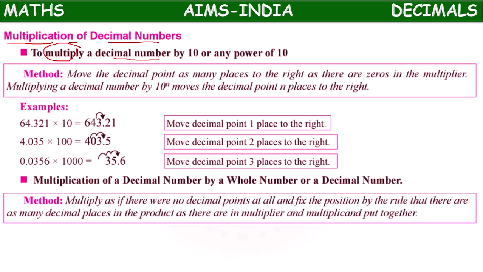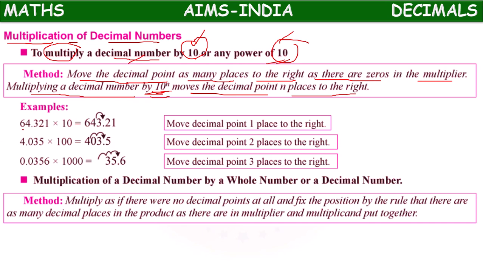To multiply a decimal number by 10 or any power of 10, in the first type, we move the decimal point as many places to the right as there are zeros in the multiplier. Means multiplying a decimal number by 10 power n moves the decimal point n places to the right. Let's try to understand with the help of examples.